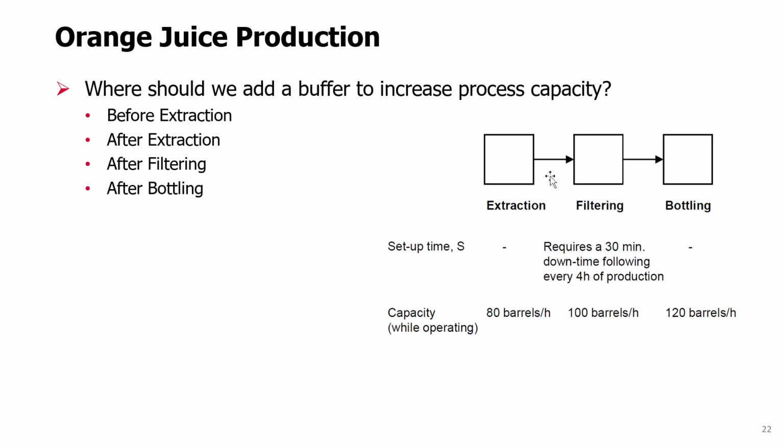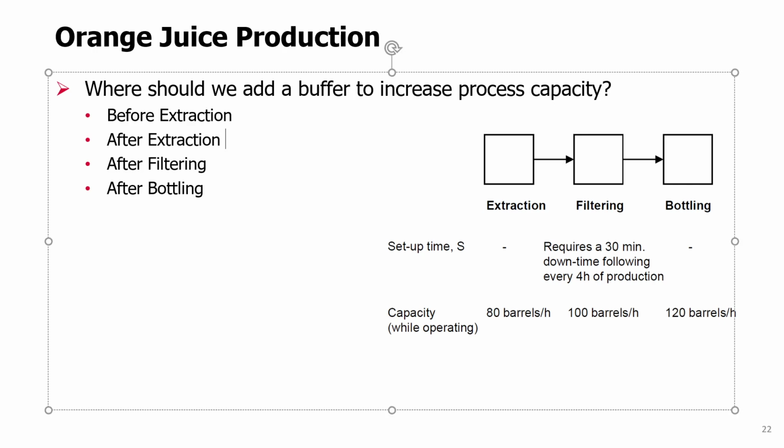So the answer to this is, of course, after extraction. Why? Because we want extraction to operate continuously, non-stop, while filtering and bottling are stopped, right? We could introduce a buffer here, but it doesn't really make any difference because bottling anyway is a very fast step and it can catch up with a buildup of inventory here. So the answer here is after extraction, and this is the only step that is necessary.